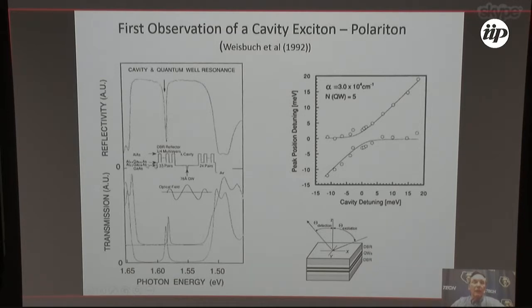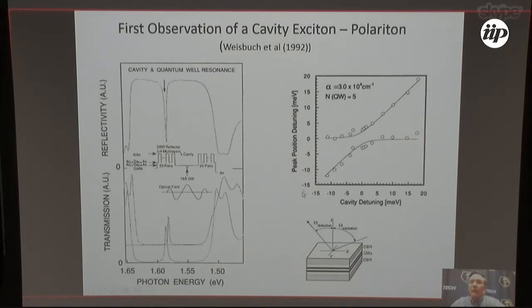cavity looks like. You have these distributed Bragg reflectors, here's a distributed Bragg reflector, and what happens is, yeah, that basically bounces the material back. You have a cavity, and when you set your peak on top of the cavity, you can end up enhancing the absorption.